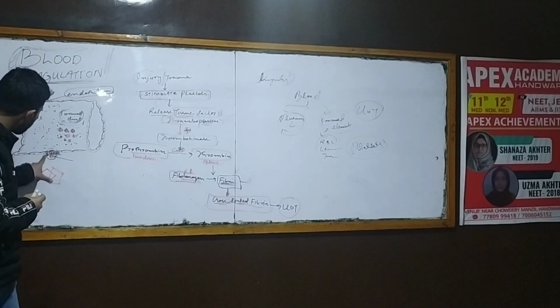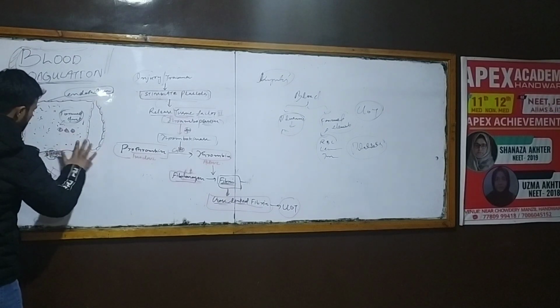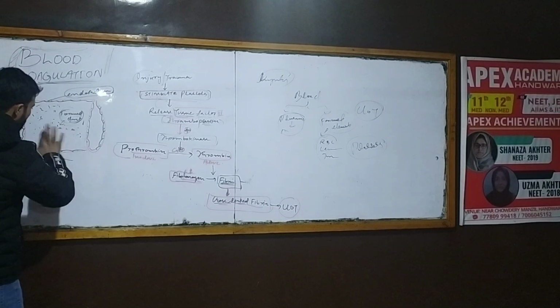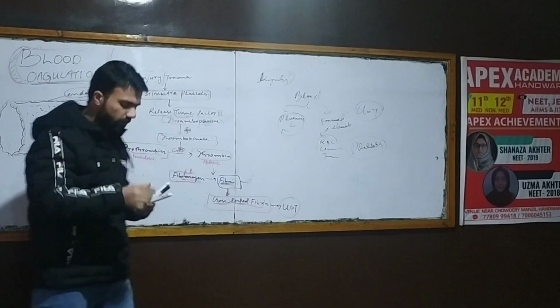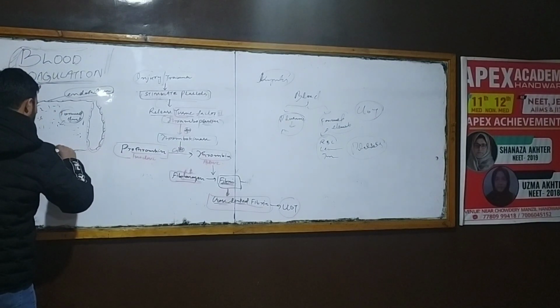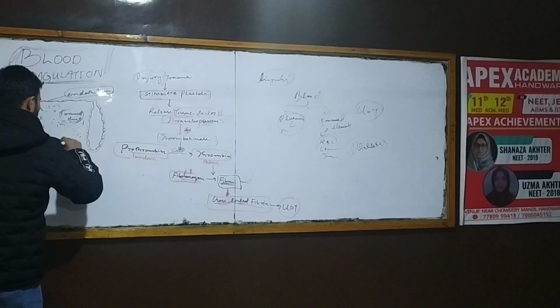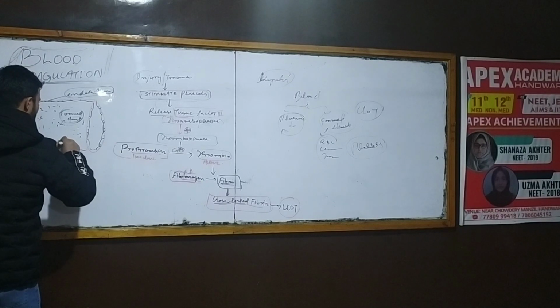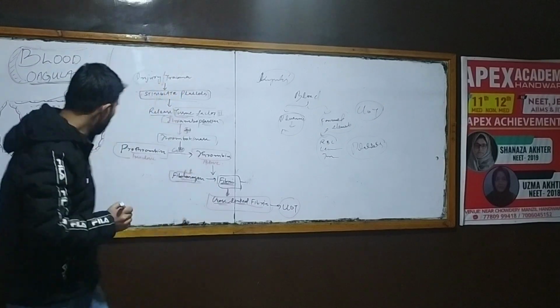But once this clot is completely formed, it's a complete clot. Sometimes a small part of the clot gets diffused into the blood. That small part of the clot in the blood is called a thrombus.